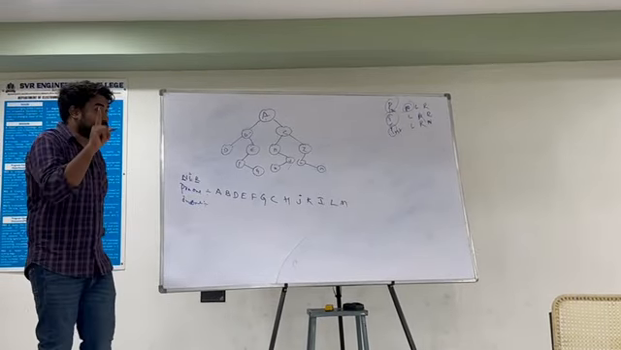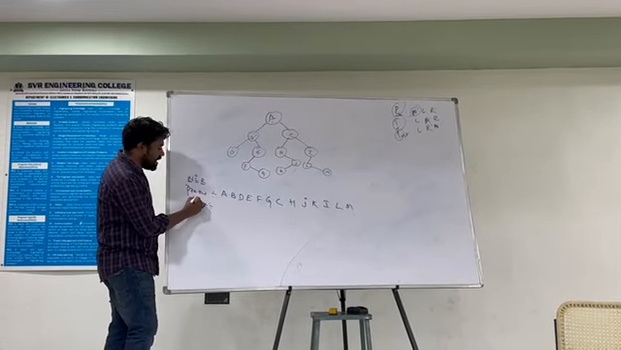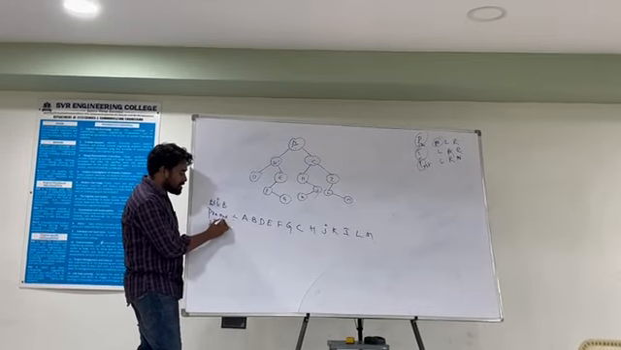Now, what is the order? First period is for whom? First period is for left. Next period is for node. Next period is for right.